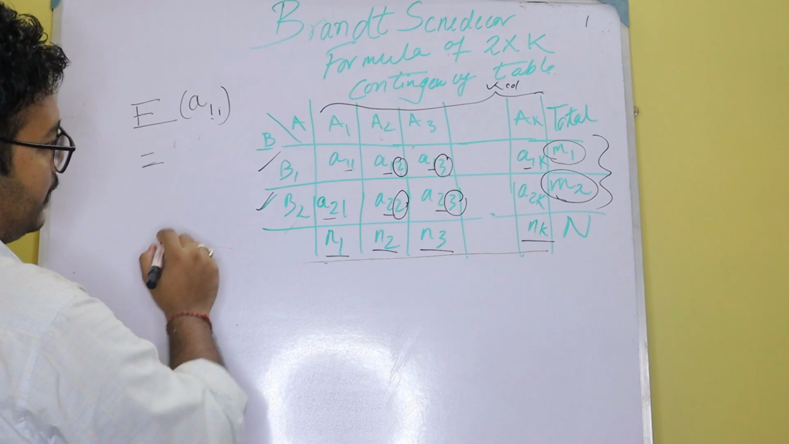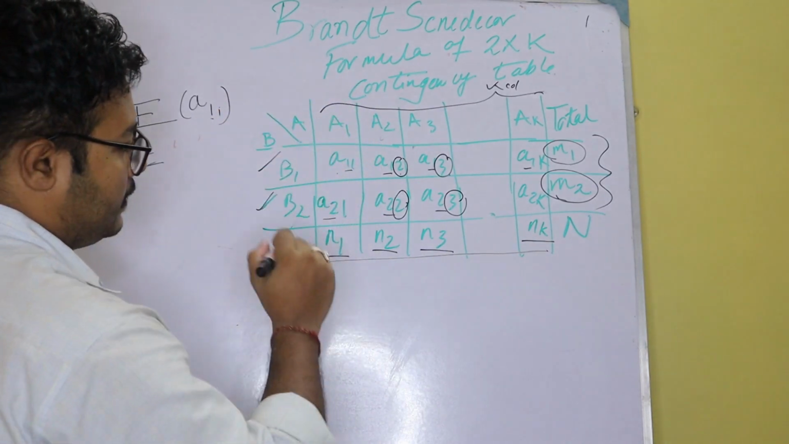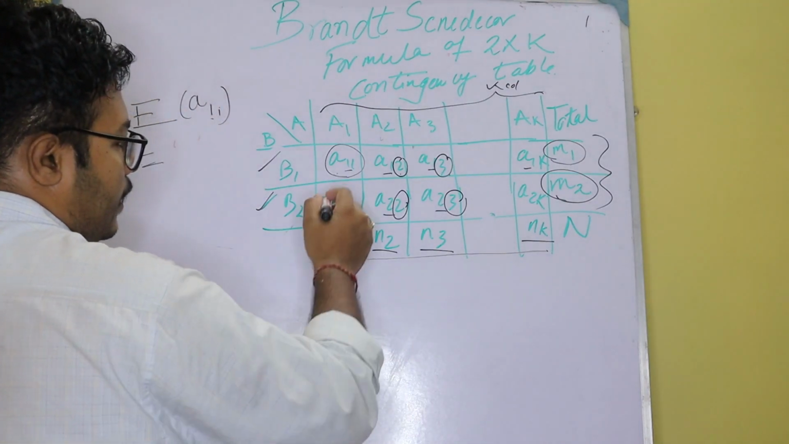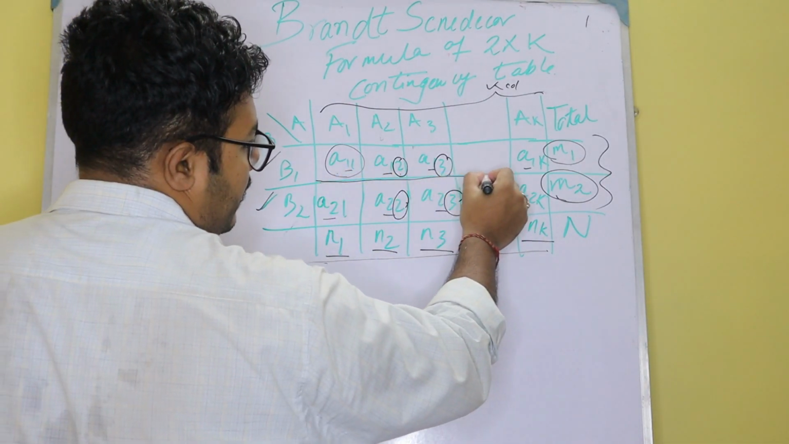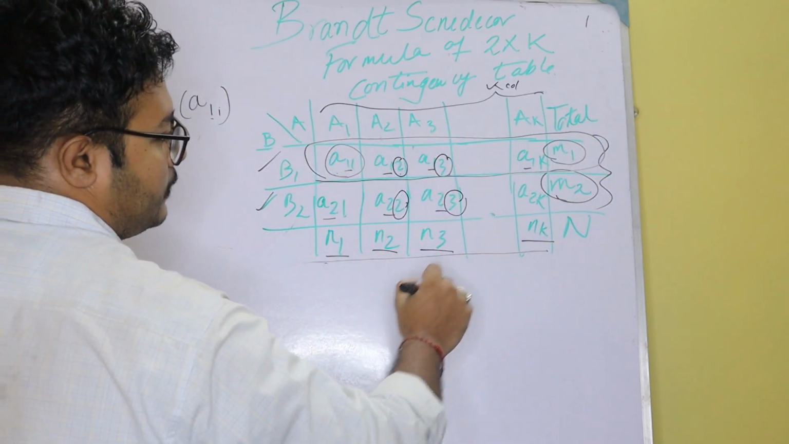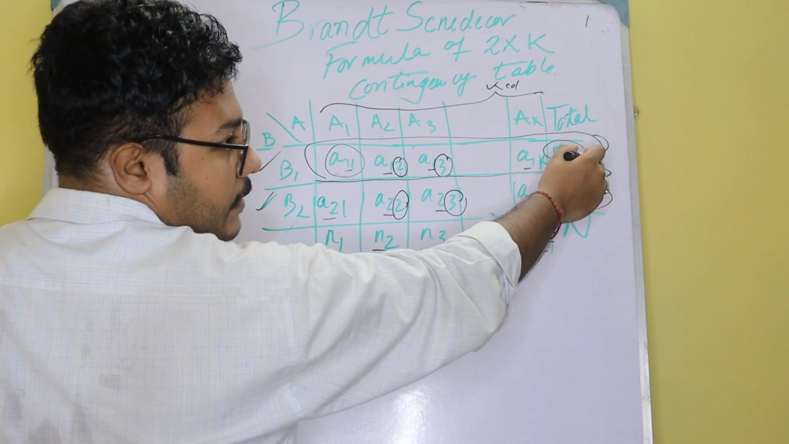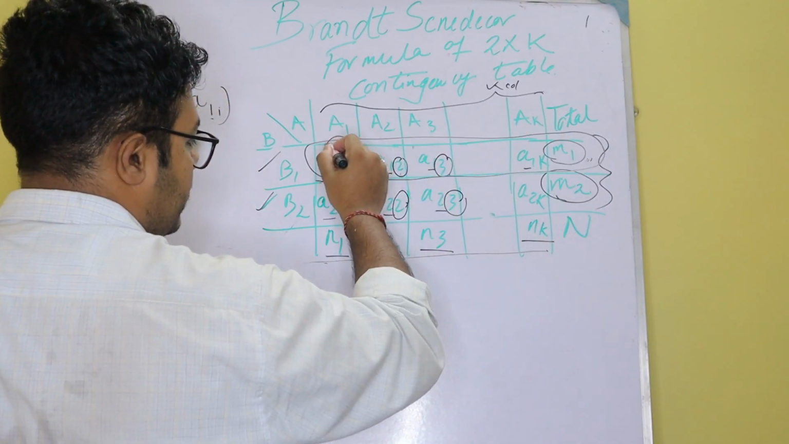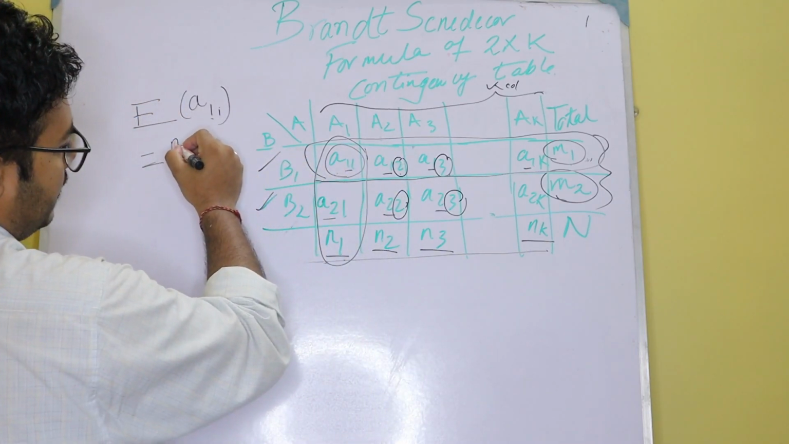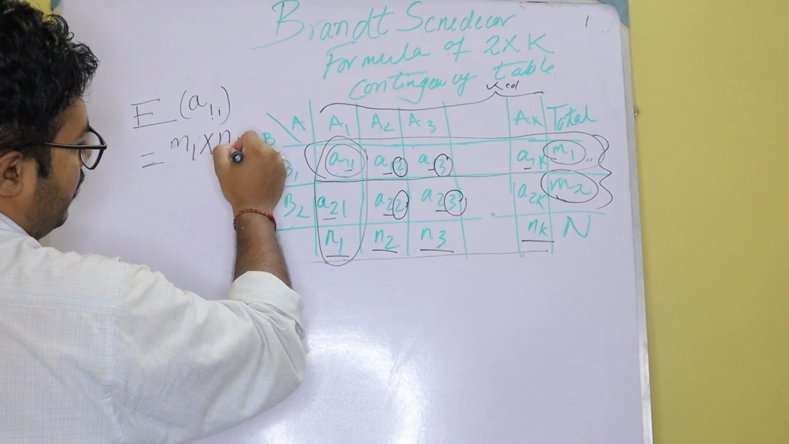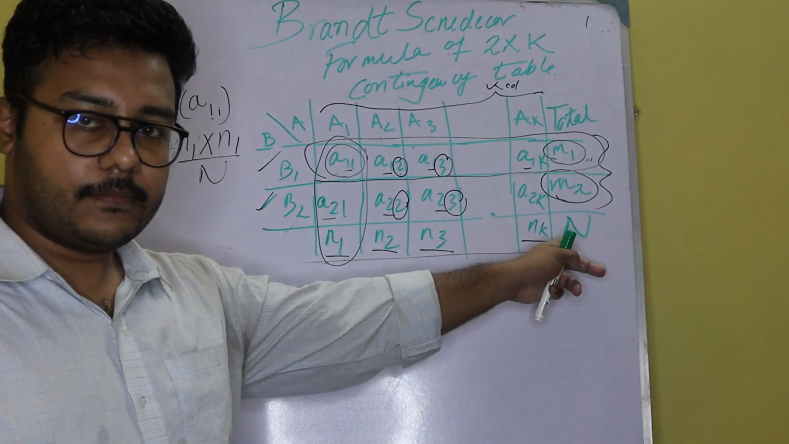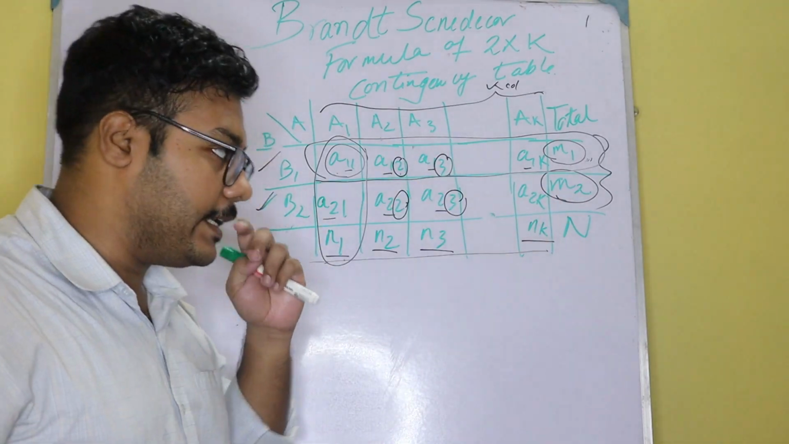Now, coming back here, what can be the expectation? A of 1i, that means this cell. What can be the expectation here? As per expectation only, we have to find this: this one, the sum of the row, and this one, the sum of the column. That is M1 into N1 by N. N is this total, so I have put this N.